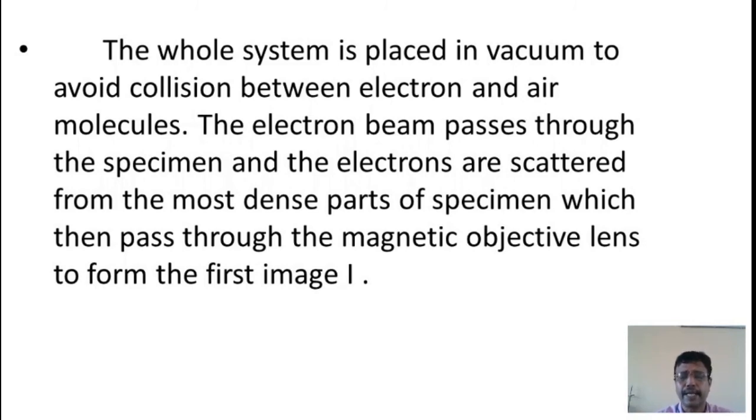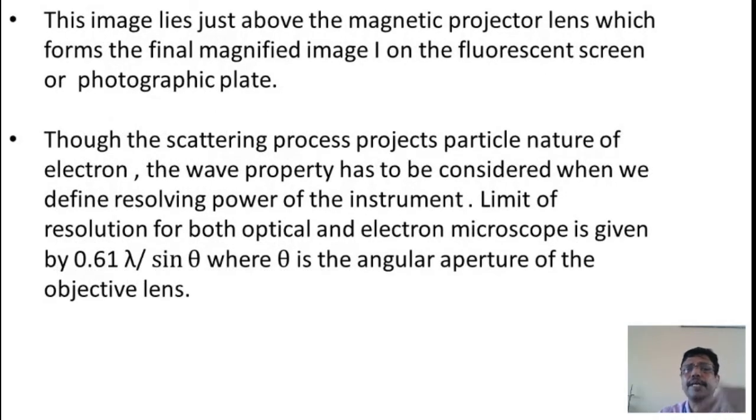The first image is at I, which has some magnification. In order to get more magnifying power of the microscope, the same image acts as an object for a second lens, which we call the third lens, the magnetic projector lens, which forms the final image, and that is observed on a fluorescent screen or a photographic plate. So though the scattering process shows the particle nature of the electron, the wave property has to be considered when we determine the resolving power of the microscope. The limit of resolution is also mentioned here.